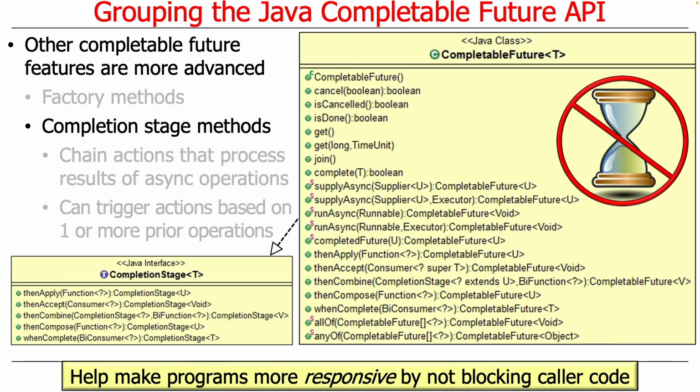Completion stage methods help to make programs more responsive by not blocking caller code. And you'll notice I'm referring back here to the principles of reactive programming. So we talked earlier about the factory methods making things more elastic. Completion stage methods make things more responsive because they don't block the caller code. They let the caller code continue running, doing its thing while computations run asynchronously. And then these dependent completion stage methods can be used to get the results and continue the process if desired.